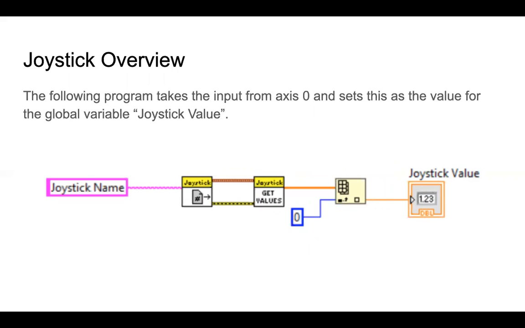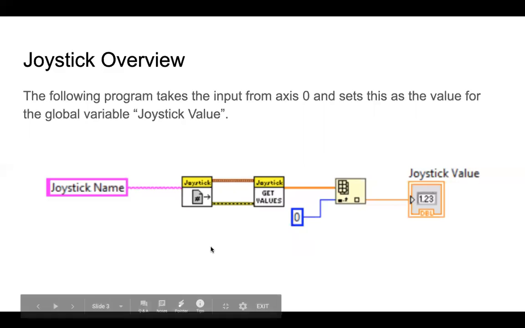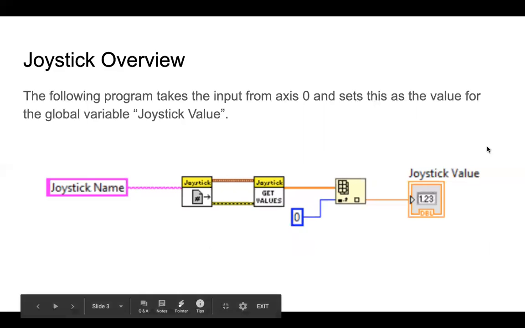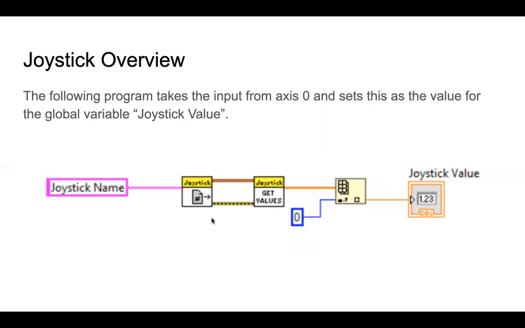Similar to the previous sample, this one receives a joystick called joystick name, gets the values, takes the axis 0 from these values, and sets it to this global variable called joystick value. You might recognize this block from the previous slide. It's similar except that it's for the joystick instead of for the motor. Using this block, we get the joystick reference given the joystick name. And again, just like last time, you would want to make sure to change this name depending on the name of the joystick.